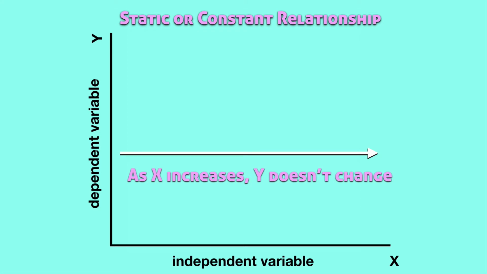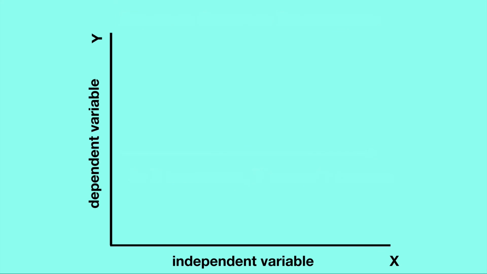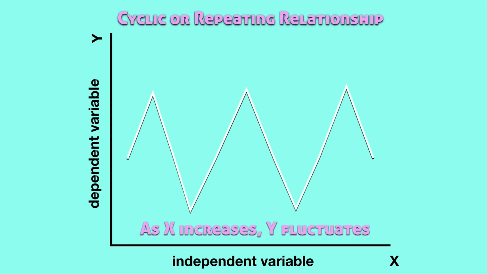Static relationships, also known as constant relationships, don't change. As the x variable increases, the y variable stays the same. So we call that static or constant. And a cyclic relationship is a repeating pattern, and that means that whatever change is taking place is doing so in the same pattern over and over again. So as x increases, y is going to fluctuate in a predictable pattern. So we can use this type of information to make predictions because of the repetitive nature of the relationship.